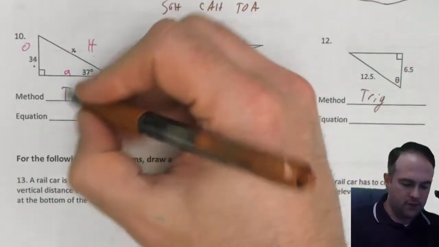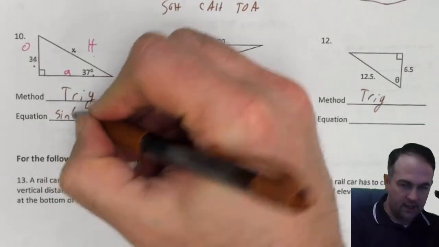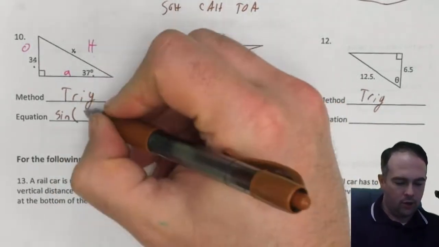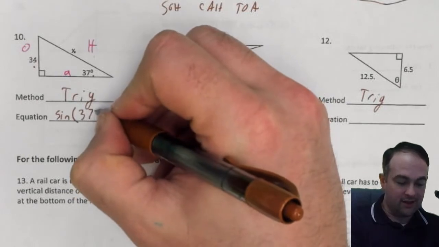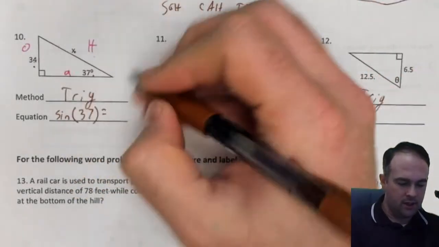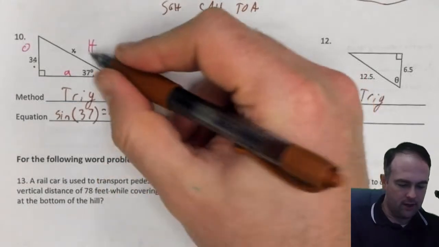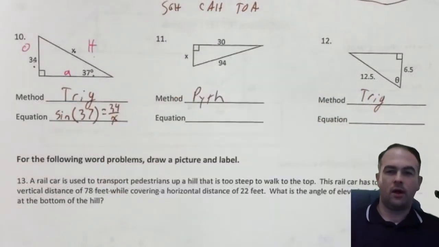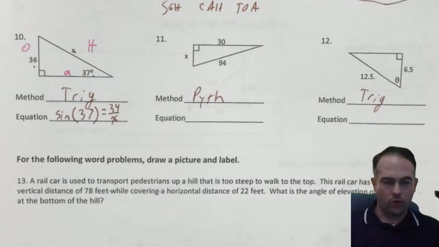So our answer here is going to be sine of, angle measure always goes on the inside, 37, equals opposite divided by hypotenuse, is 34 divided by x. And again, we're not solving. We set the equation up. We're done with this problem.